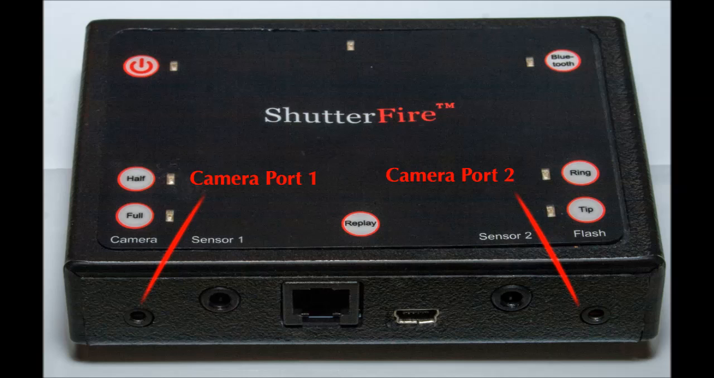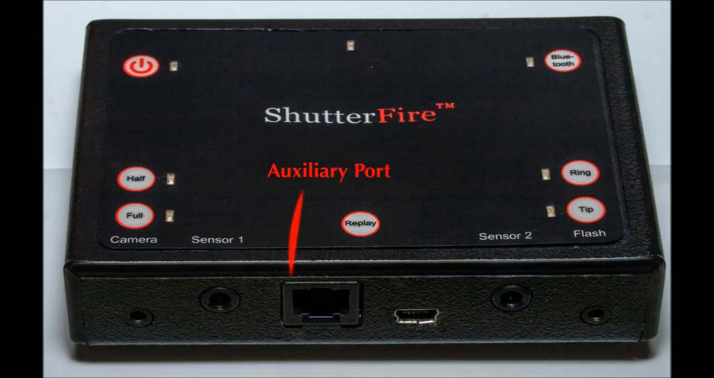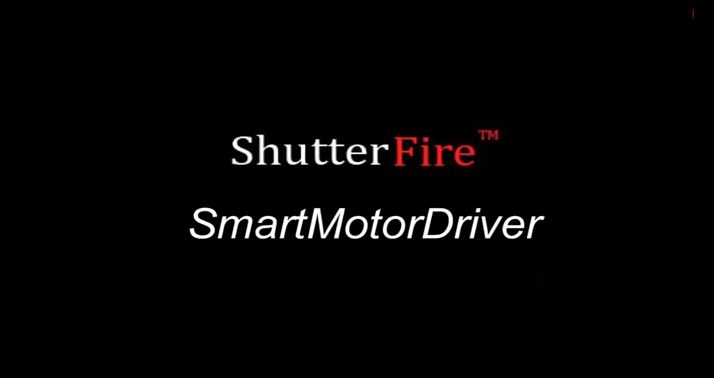So let's look at the ShutterFire device. It has 2 ports for cameras or off-camera flashes or anything you want to switch on and off. It has 2 sensor ports for attaching any of our sensors or other sensors: light, sound, proximity, motion, etc. It has an auxiliary port for connecting multiple microprocessor control devices like Arduinos or our own smart motor drivers.